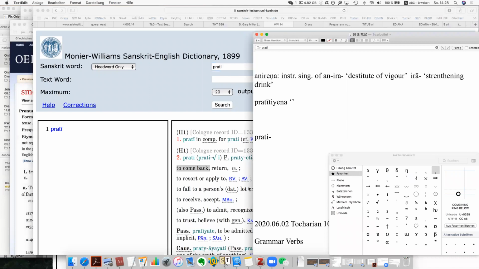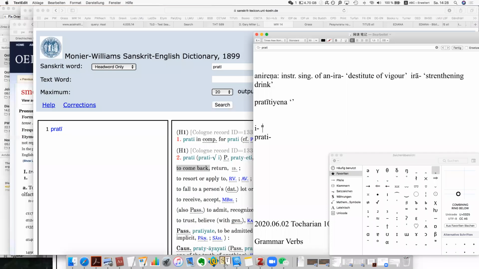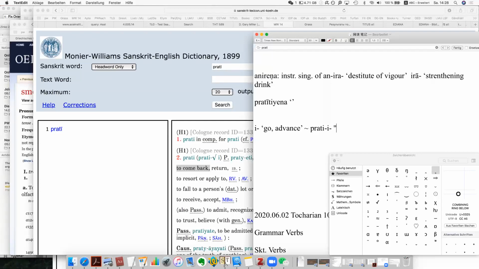So E means go, advance. But prati actually means come back. So this is also, how to say, the opposite. Go, advance, and come back. So this is also the reason why we have the prati here.